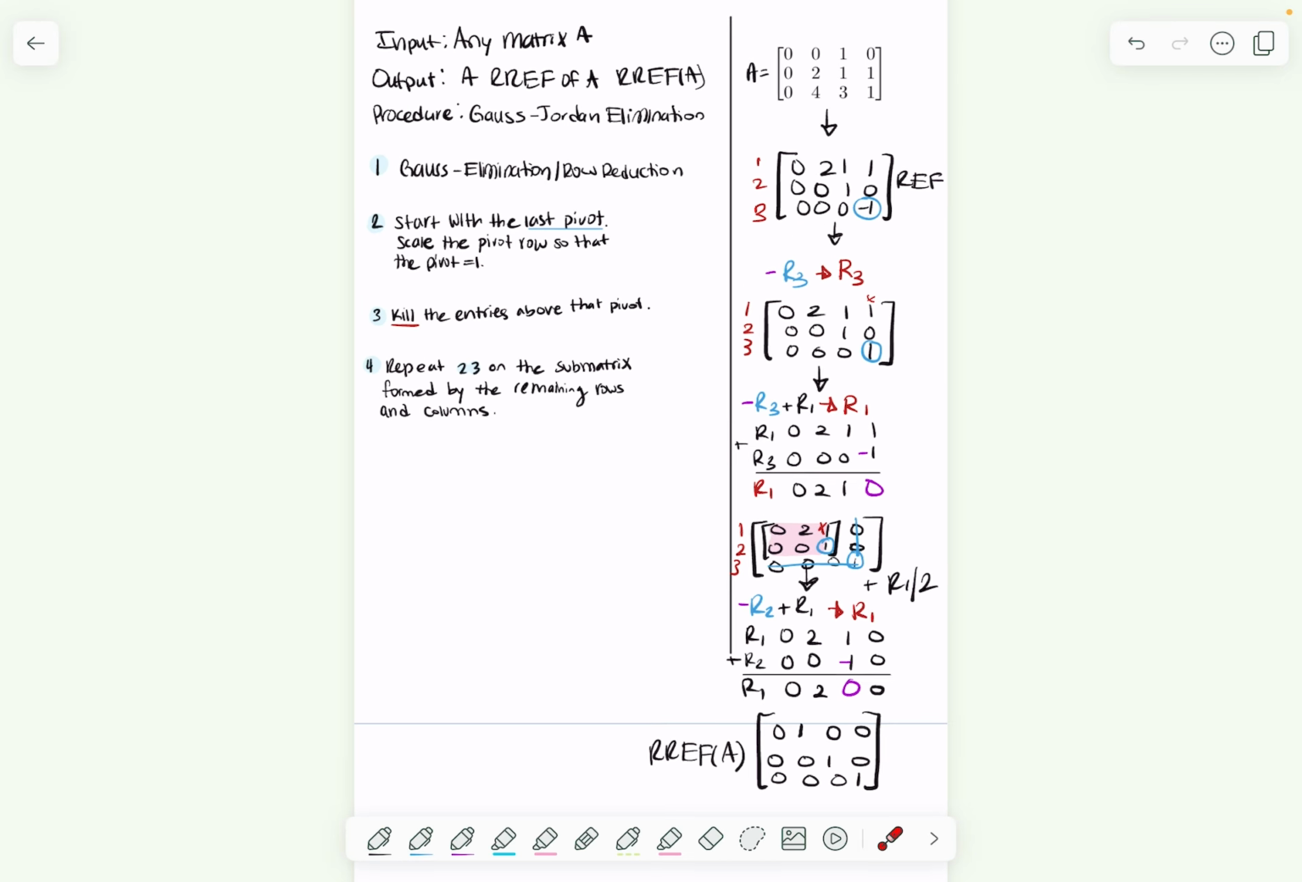And something that I did want to point out before we go is notice that every time I wanted to change the value, I always changed the row that contained my pivot position, so the blue. I never actually changed the row that the value I wanted to change was in. So notice any changes I made was on the blue, on the row that contains my pivot positions, just to keep things consistent.